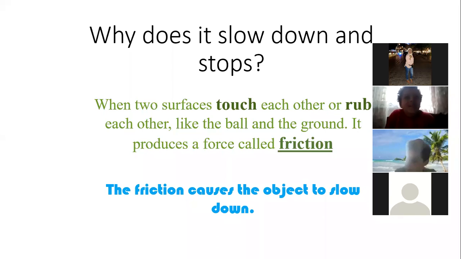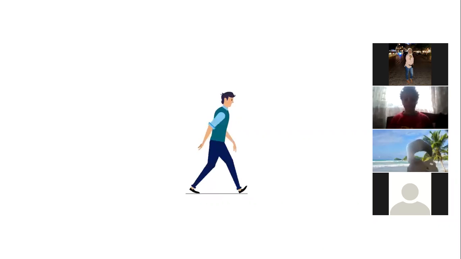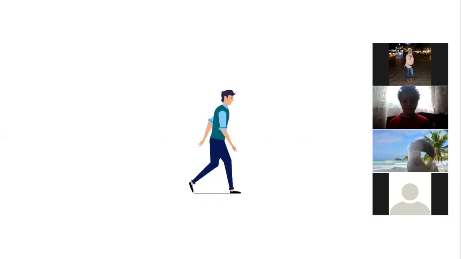Okay. So the friction force is when two surfaces start to rub against each other, and if we're talking about a moving object, eventually this moving object will start to slow down and stop.